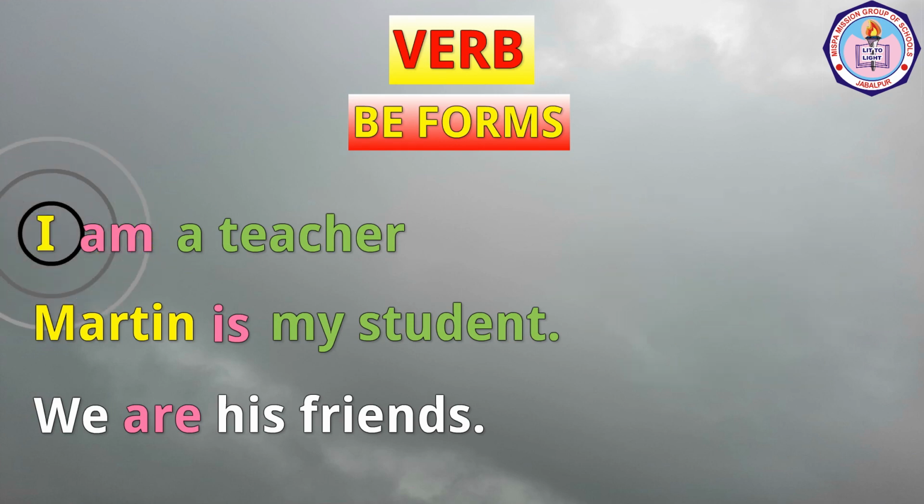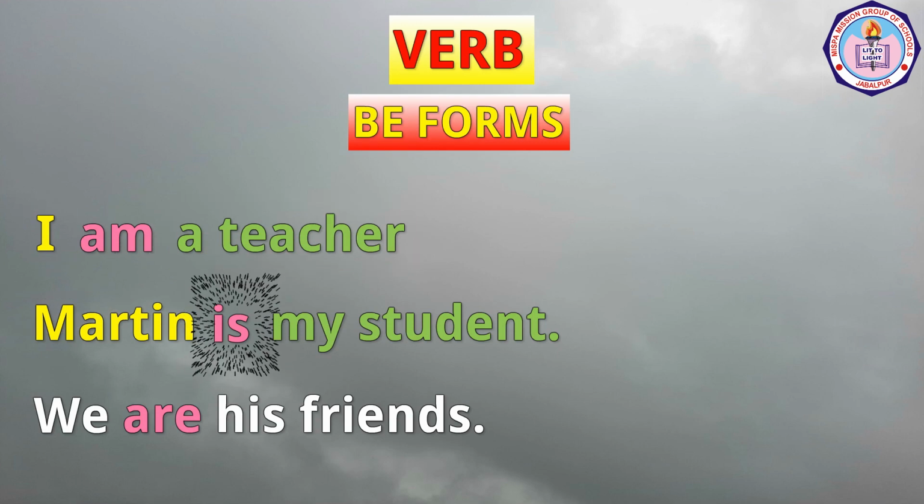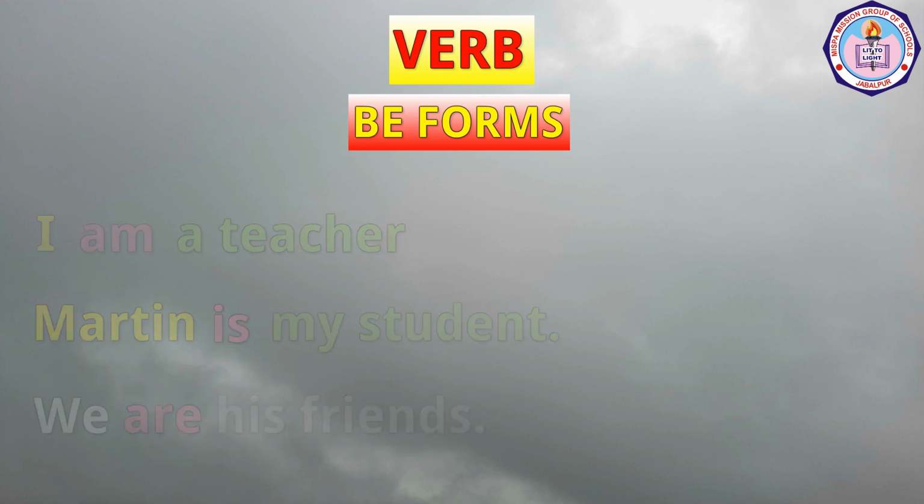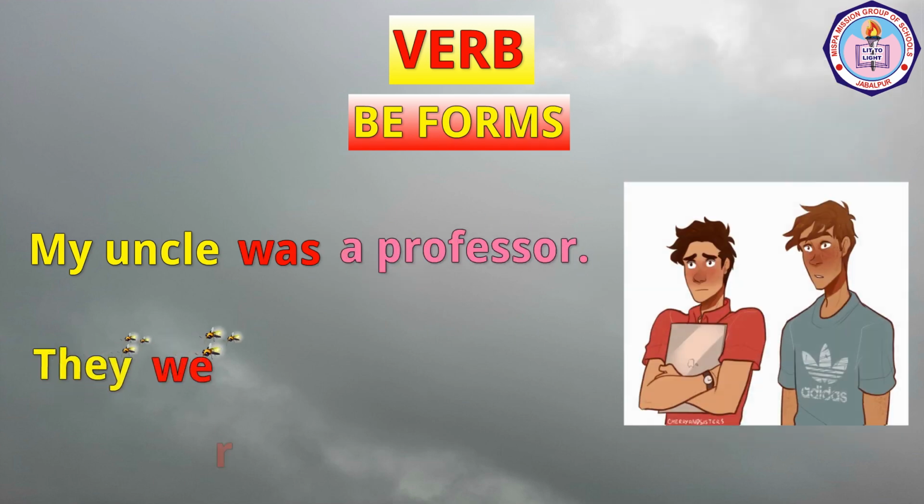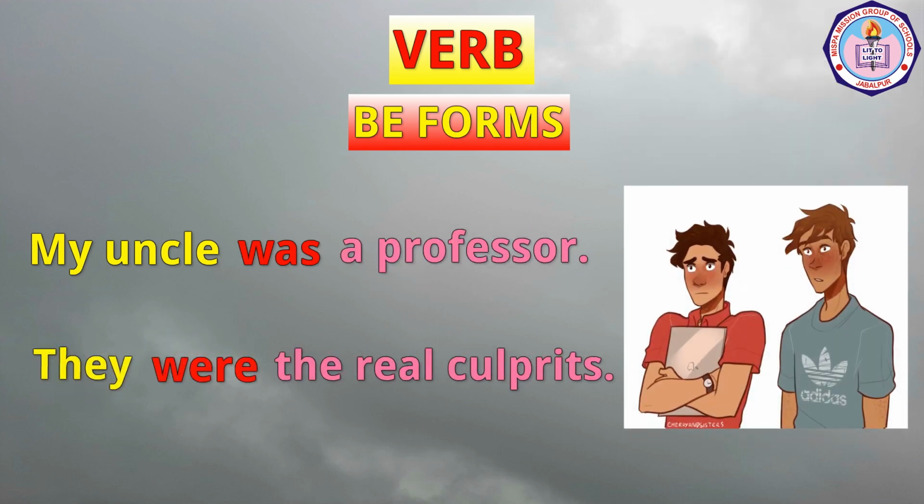Am links I with a teacher. Is links Martin with my student. Are links we with his friends. My uncle was a professor. They were the real culprits. Here, was and were belong to past tense. Was links my uncle with a professor. Were links they with the real culprits. They are not followed by any action verbs. Hence, was and were are acting as the main verbs of these sentences.